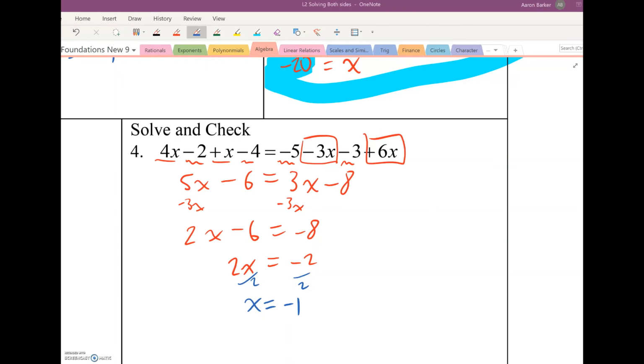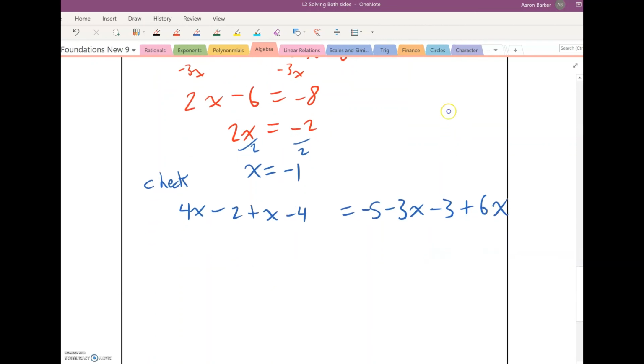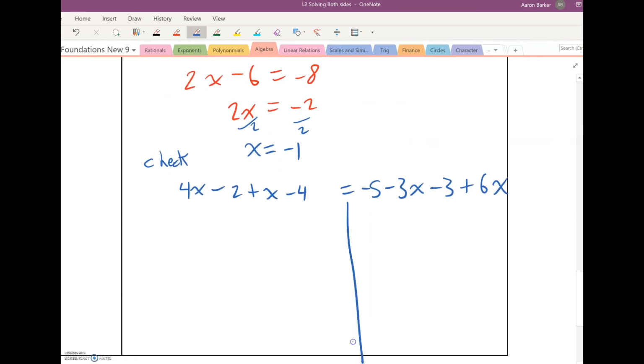So now we have to check. Again, you don't want to check in this line or this line or this line. You check using the original, always the original. So for your check, you get 4x minus 2 plus x minus 4 equals -5 minus 3 times x minus 3 plus 6x. What do you have to do with the equal sign? Boom, great wall of check.